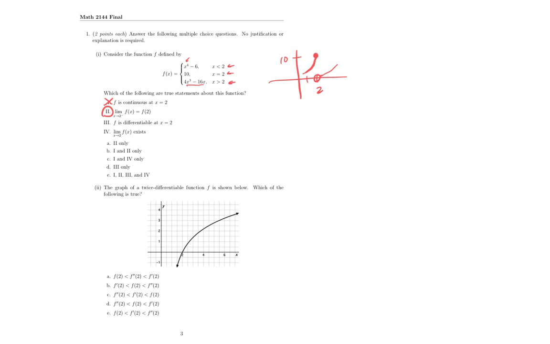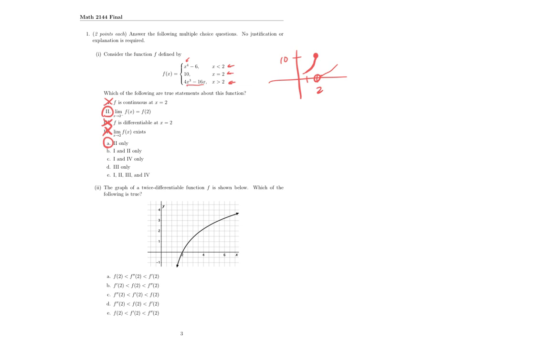The next one asks if f is differentiable at 2. So it is not differentiable because it needs to be continuous to be differentiable. And then the next one is that the two-sided limit as x approaches 2 exists, and that is also not true because there's a jump discontinuity. So the only one that's true is 2, so the correct answer is A.